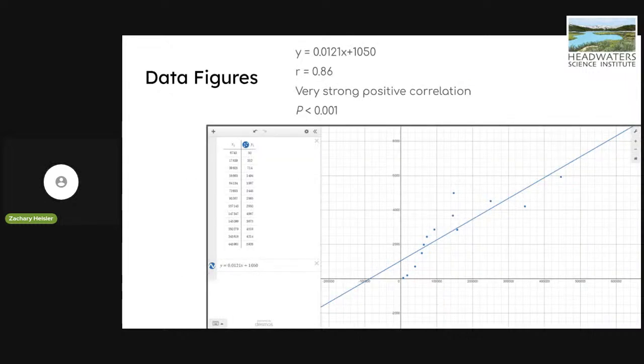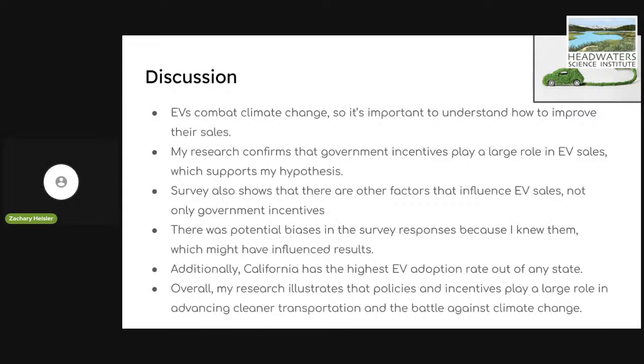And this is my data figures. So that's the equation I came up with, my linear equation. The R value indicated that it's a very strong positive correlation. It means one causes the other. And then the p-value was extremely low. And then you can see the linear regression model. And yeah, this is my discussion.